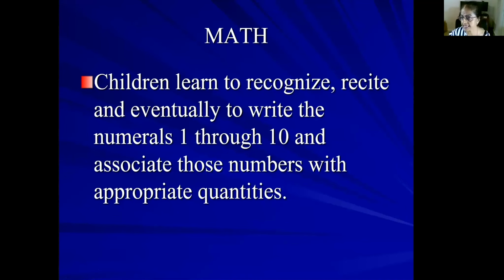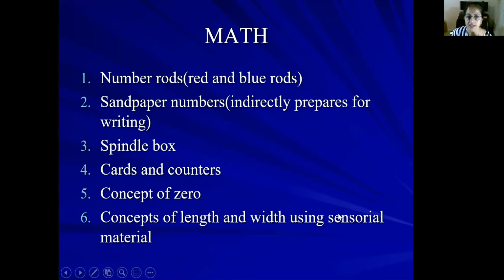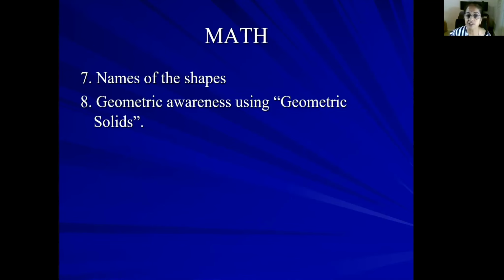Math. Children learn to recognize, recite, and eventually to write the numerals 1 through 10 and associate those numbers with appropriate quantities. In math, the Montessori work would be number rods, that is red and the blue rods, sandpaper numbers, spindle box, cards and counters, concepts of zero and concepts of length and width using sensorial material. Names of the shapes and geometric awareness using the geometric solids, which we already saw in sensorial work.